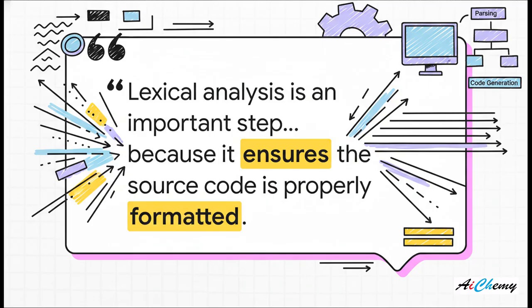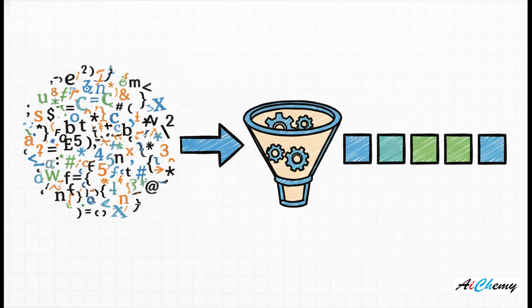Without it, the rest of the compiler would just be staring at a meaningless wall of text. So if there's one thing to take away from all this, it's this. Lexical analysis is the bridge from chaos to order. It takes a raw, meaningless string of characters and transforms it into a structured, categorized sequence of tokens that a computer can finally start to work with.